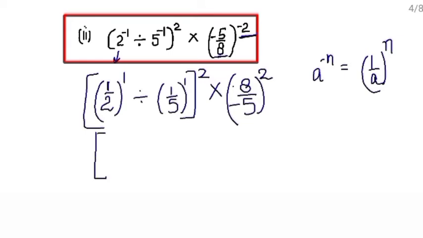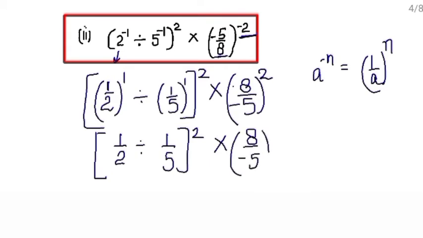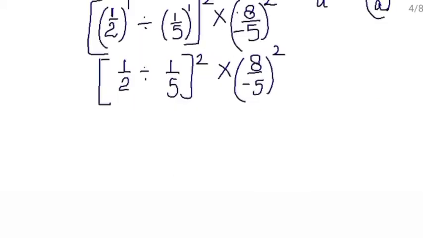1 upon 2 raised to the power 1 can also be written as 1 upon 2 divided by 1 upon 5 and the power is 2. Multiply 8 upon minus 5, or you can also write minus 8 upon 5. Both are same. When you divide two rational numbers, what do you do? You simply write the first rational number, replace the division sign by multiplication and write the reciprocal of the next rational number. Reciprocal of 1 upon 5 will be 5 upon 1.